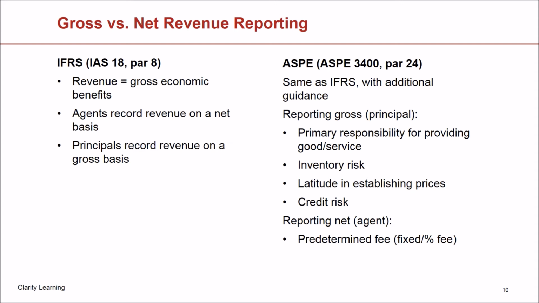For ASPE, it has that very identical or similar paragraph, but also provides additional criteria which will help determine whether a transaction should be recorded as gross versus net. So points that support reporting revenue on a gross basis, or in other words, that the entity is a principal, is that the entity has primary responsibility for providing the service, that the entity takes on the inventory risk, that it has latitude in establishing the prices of the good or service, and that it takes on the credit risk associated with the customers. The one point that's supporting the net basis, or in other words, an agent, is that the fee is predetermined. In other words, a fixed dollar value or a fixed percentage commission.